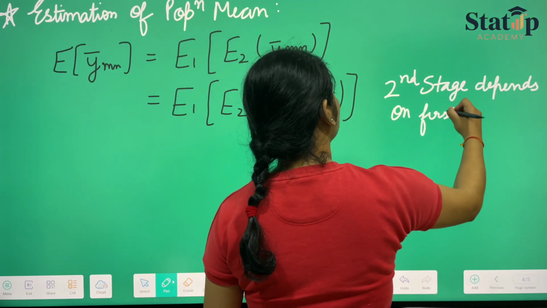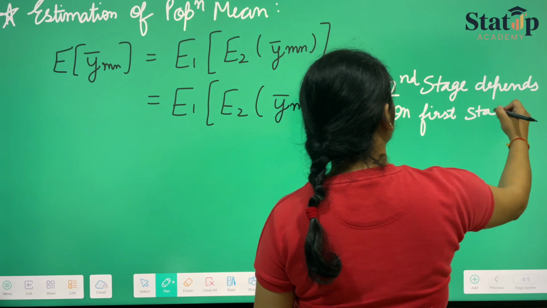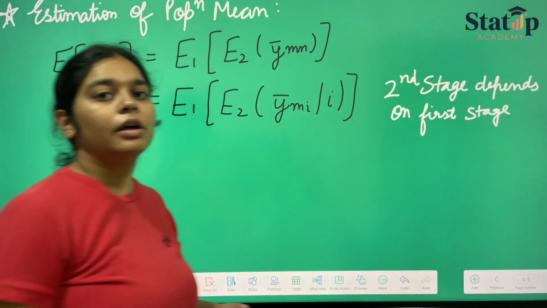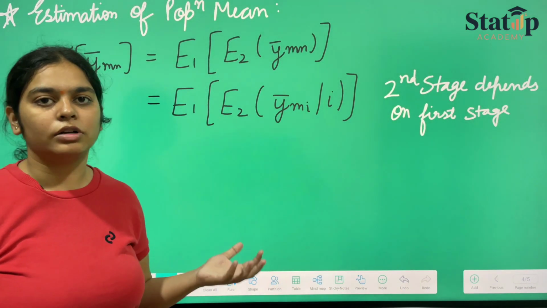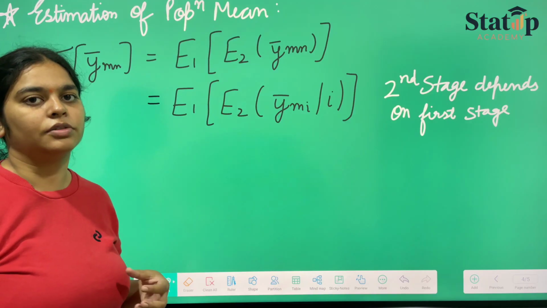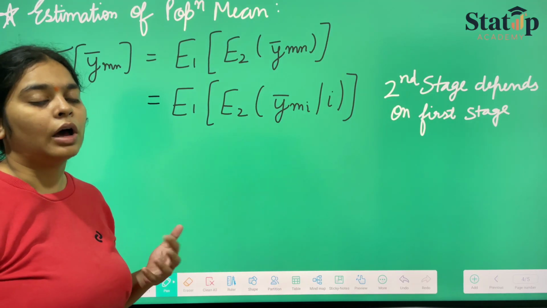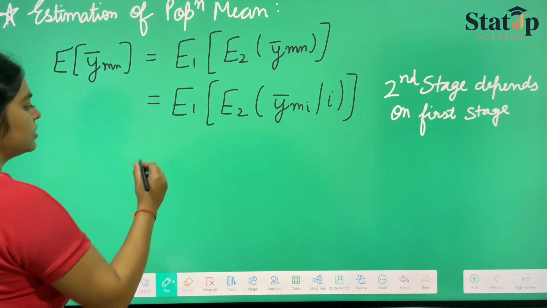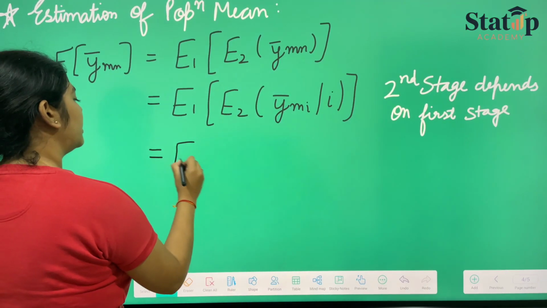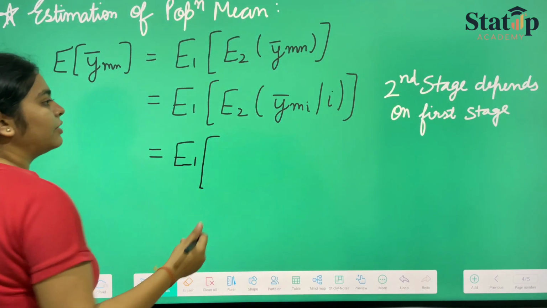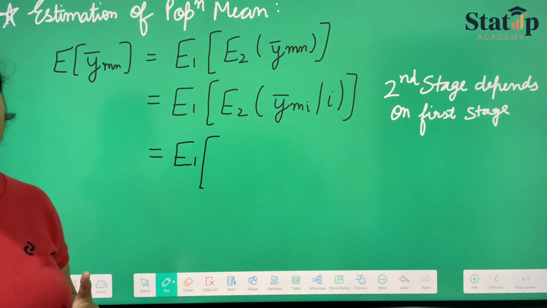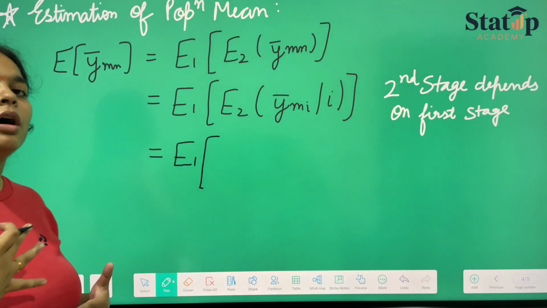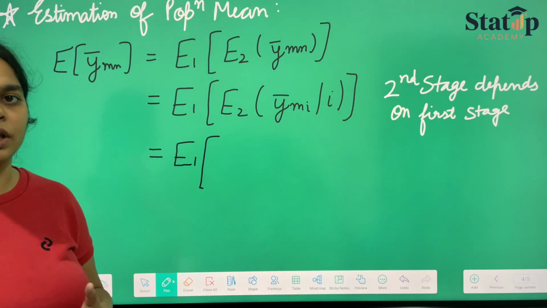We know that very well. If we don't take out the clusters, if we don't select the clusters first, then how are we going to take out the unit? So the second stage is dependent on the first stage. So the next step would be E1. Now we have taken the units with simple random sampling without replacement, from the first stage to the second stage.